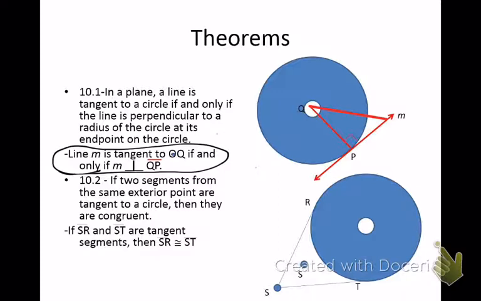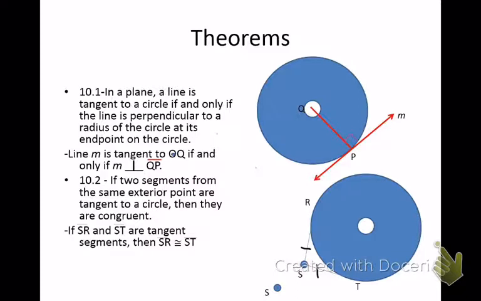The next theorem: if two segments from the same exterior point are tangent to a circle, then they are congruent. Okay? This is kind of called the snow cone theorem, because when you draw these in, you get a picture that looks like a snow cone. So when you see a diagram that looks like a snow cone, then the snow cone sides are going to be congruent here and here. Right? So if SR and ST are tangent segments, then SR and ST are going to be congruent to each other. And it doesn't matter if point S is closer to the circle or not. Okay? SR and ST are still going to be congruent here.